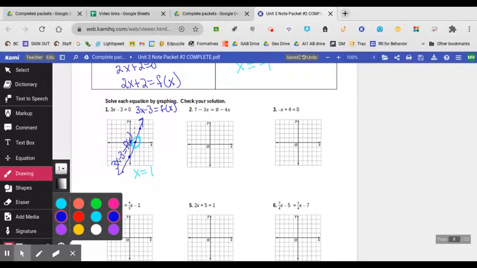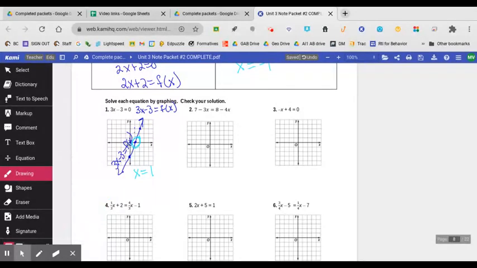To check our solution, we can solve it traditionally. So we can say 3x minus 3 equals 0. We would add 3 to both sides. We get 3x equals 3. Divide by 3, x equals 1. So this is our algebraic check.